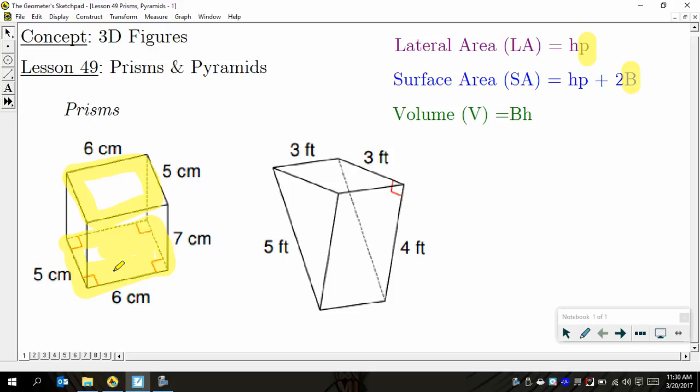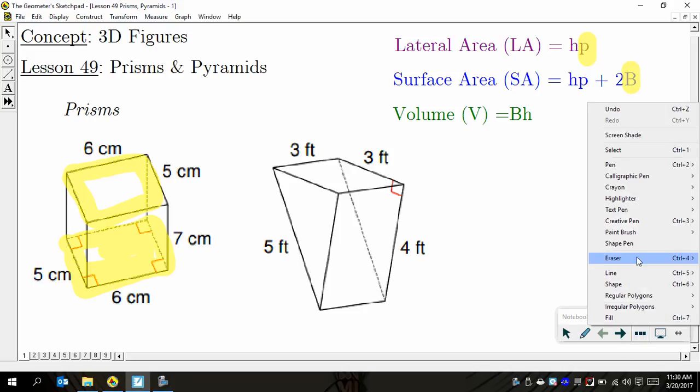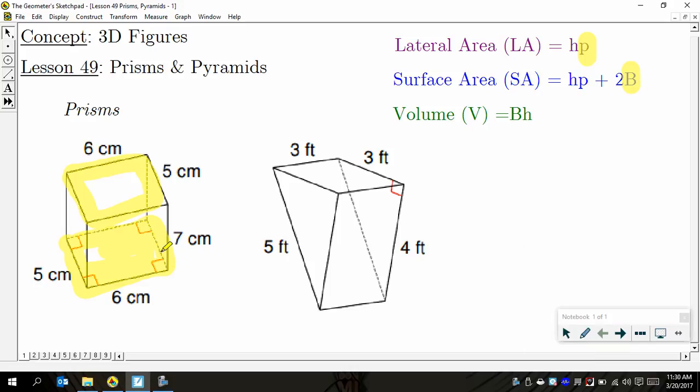So in a rectangular prism, to get little p, you just add up all the sides. In this one, we would have 5 plus 6 plus 5 plus 6. That would give us little p, the perimeter of the base. Big B is the area of the base, so we would multiply the length times the width. In this example, we would do 5 times 6. H is the height. It's kind of like when we had a cylinder. The height is the distance between the two bases. In this one, it's 7.